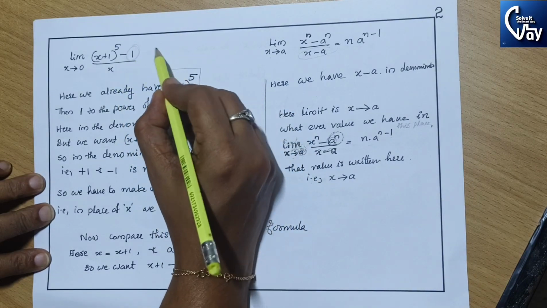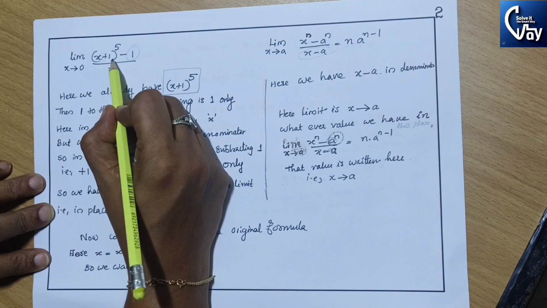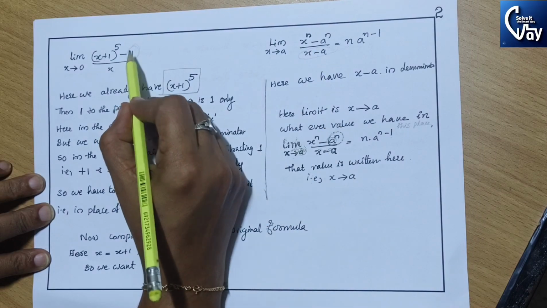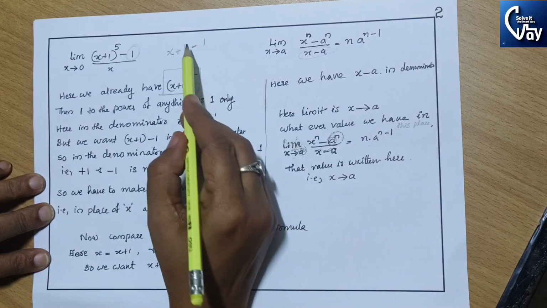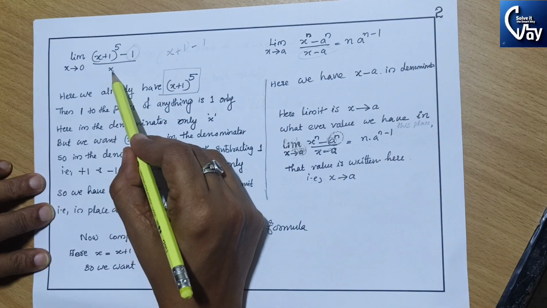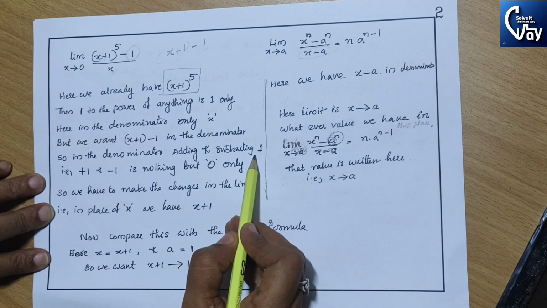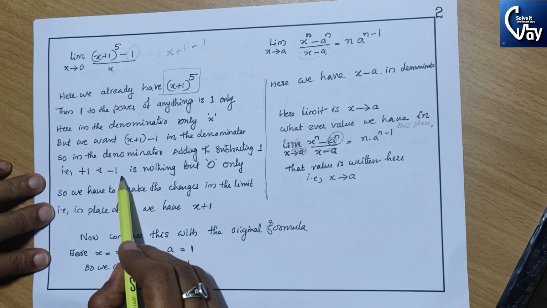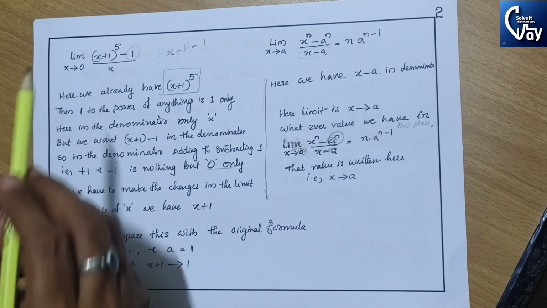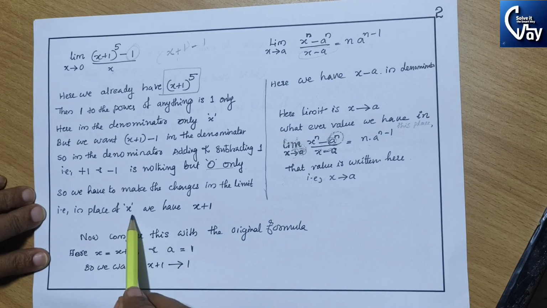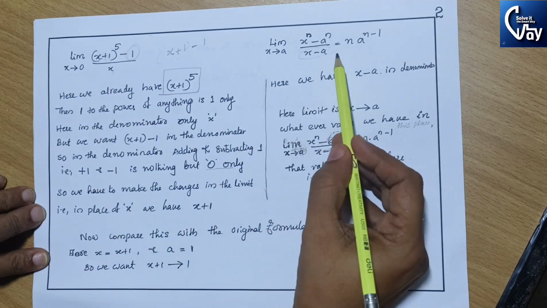But in the denominator we want x minus a. In the place of x in this question, x plus 1, and a is 1 here. So we want x plus 1 minus 1 in the denominator. But here only x is there. So in the denominator, we add and subtract 1. Plus 1 and minus 1 is nothing but 0. There is no problem. So we want to make the changes in the limit also. In the place of x, we have x plus 1. In the place of a, we have 1. Now, compare this with our original equation.